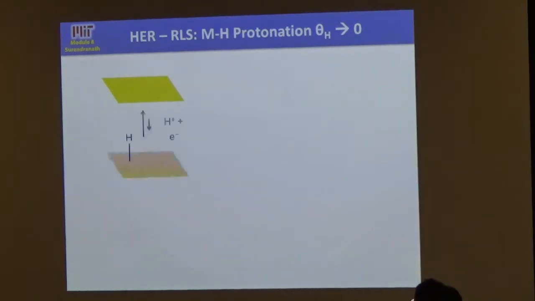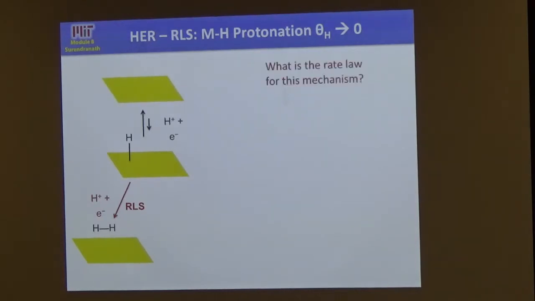This is not the only mechanism we can envision. What if instead we have an equilibrium in the first step? So the first step is no longer rate limiting, but we postulate a different mechanism where the first step exists in quasi-equilibrium, and then is followed by a rate limiting step where electron and proton react with the surface site to make H2. In this sequence, you can convince yourself that the rate expression is always going to be equal to the velocity of the rate limiting step.